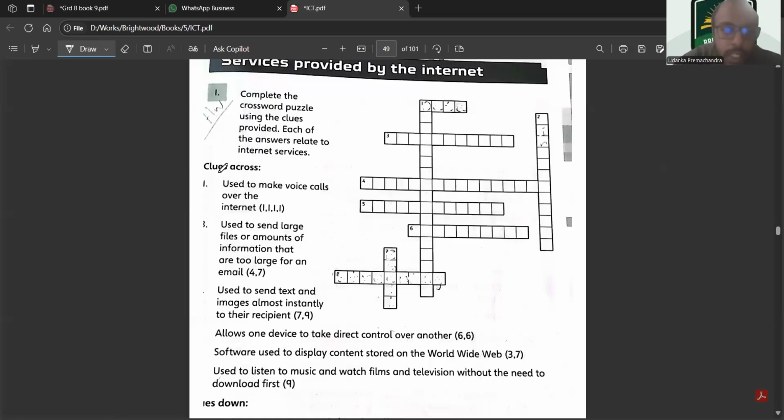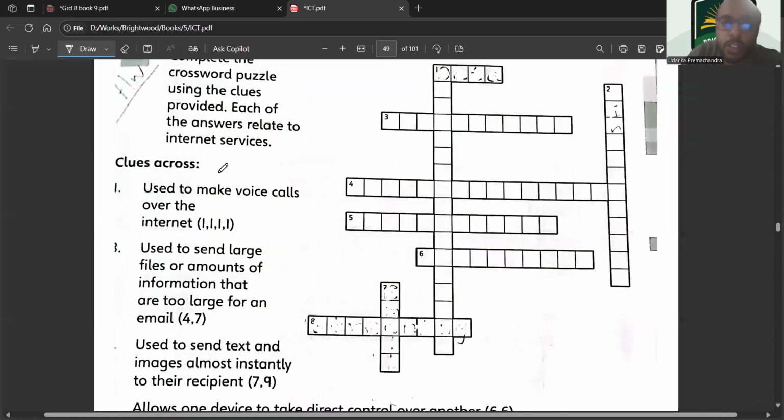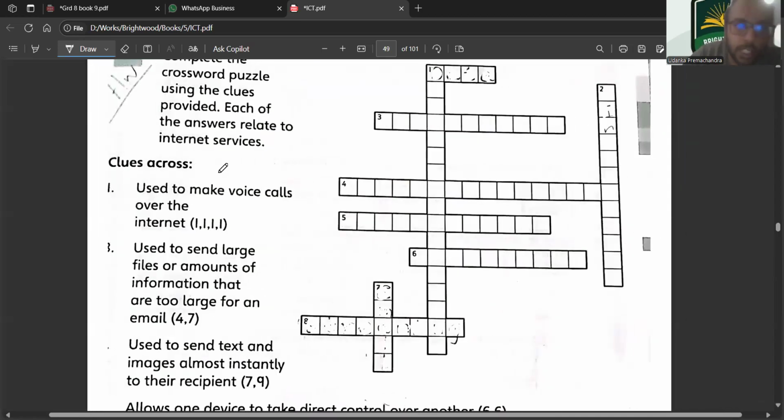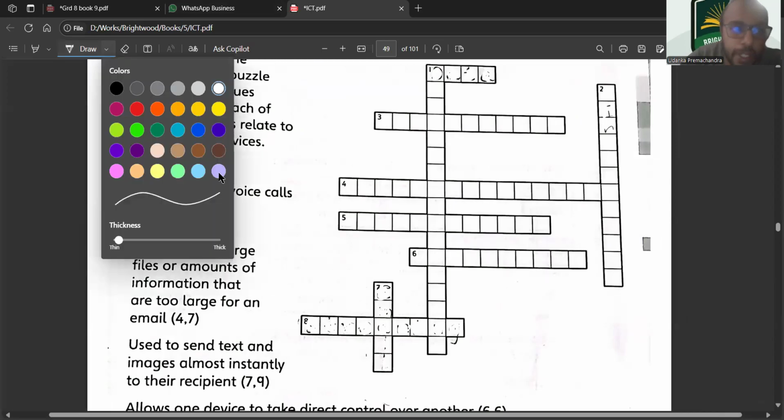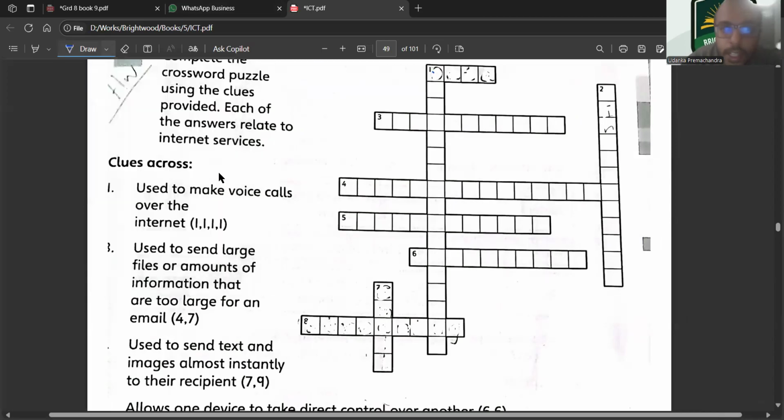We used to make voice calls over the internet. What do we call that? Do you know VoIP? Yes. It should be VoIP here. We use VoIP.